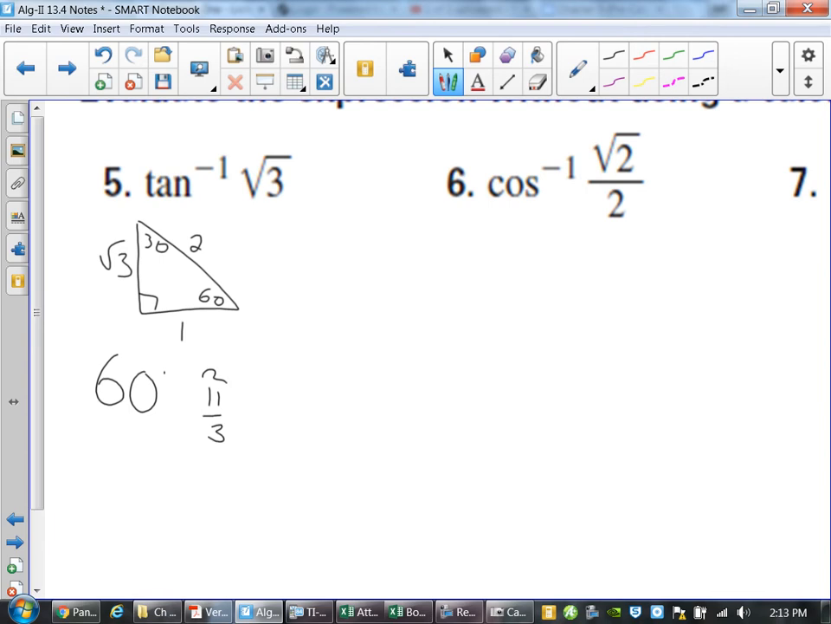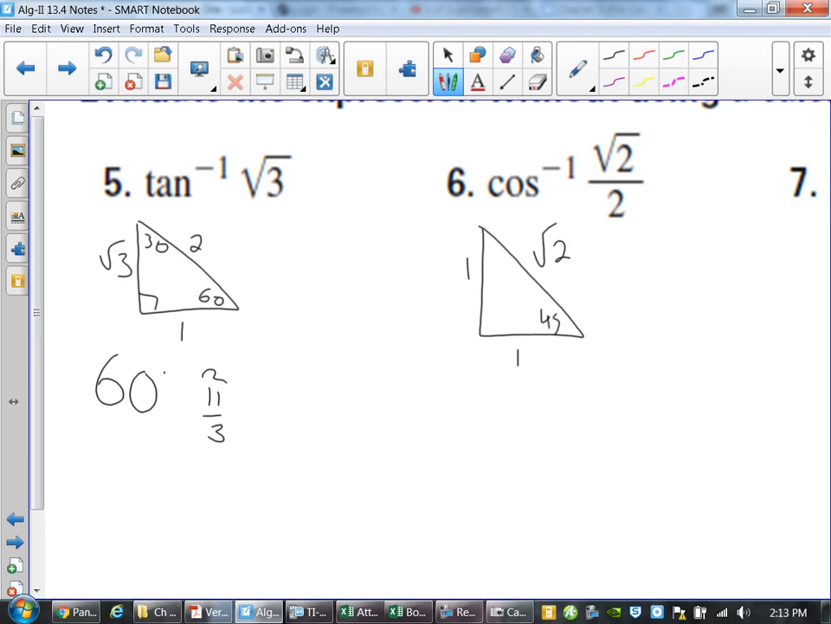Are all cosine and sine between -1 and 1, and tangent? There's no limit. Okay. Root 2 over 2. Which angle is that? It's 45, 45, 90. Man, this is easy.